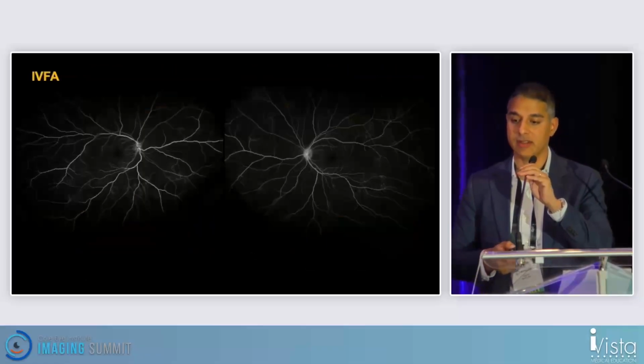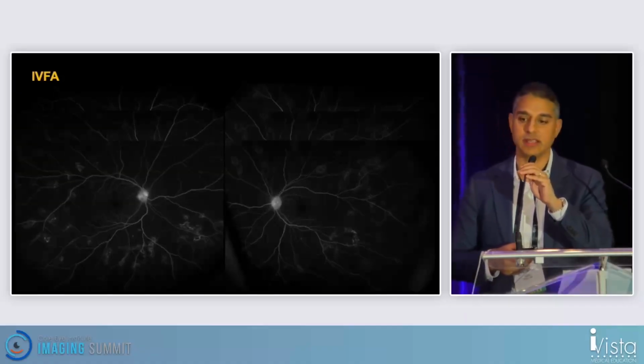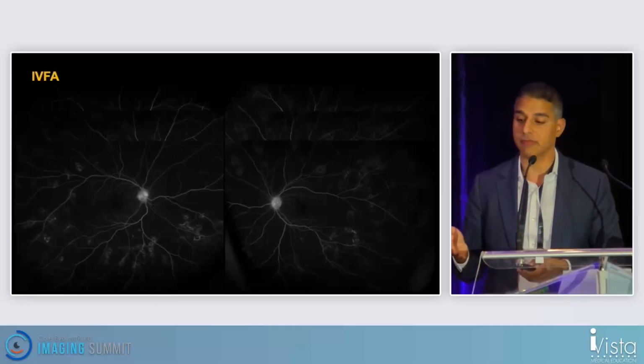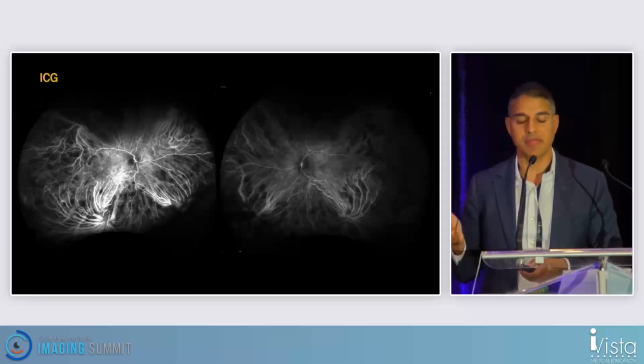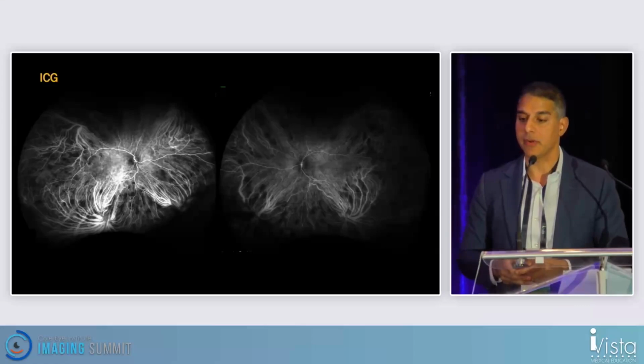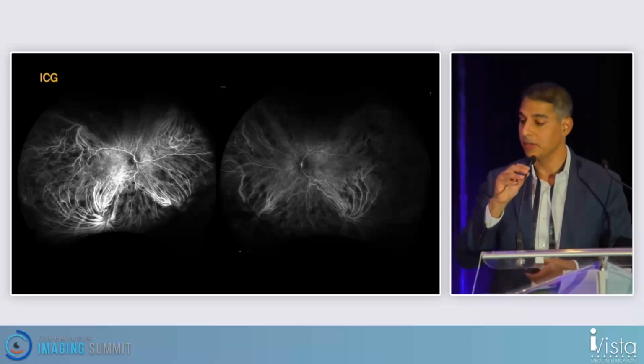So this patient came over for some imaging, and we get an FA. FA is really not that impressive, maybe a little bit of disc leakage. You're also seeing those areas of staining from those chorioretinal scars, but then you get the ICG. And what you see on the ICG is these multifocal hypofluorescent spots. And actually, Dr. Francis showed this a little bit earlier.